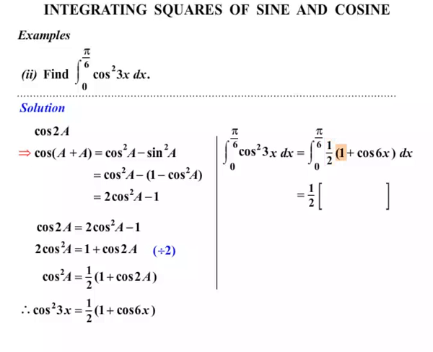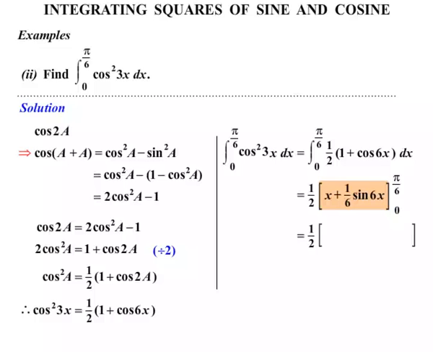Okay, then integrating, we've got 1. Integral of 1, of course, is x. And the integral of cos 6x is 1/6 sine 6x. Okay, again, we're using limits for this particular question. Let's write that half down and our box brackets.